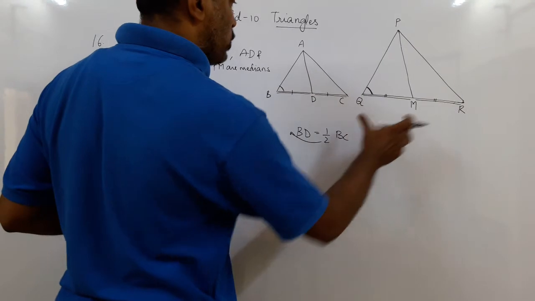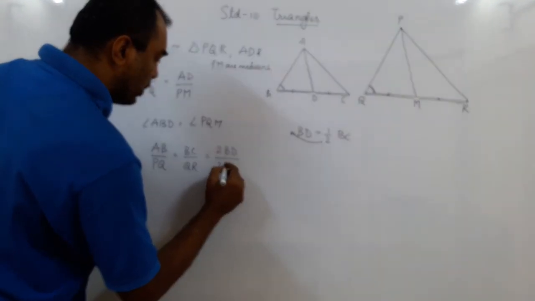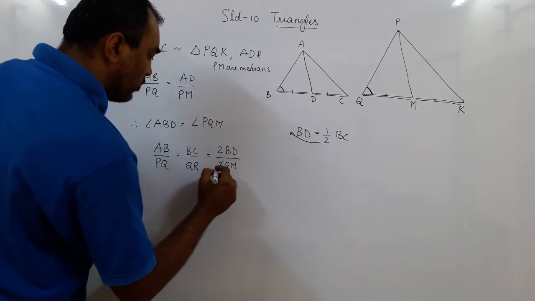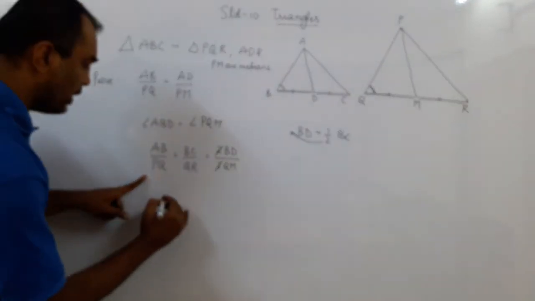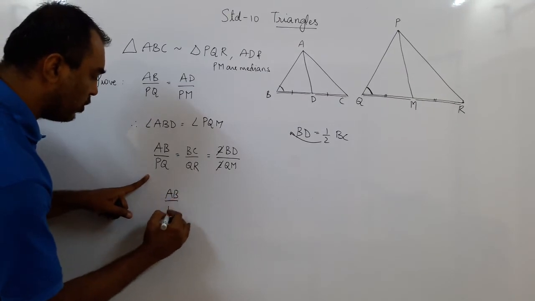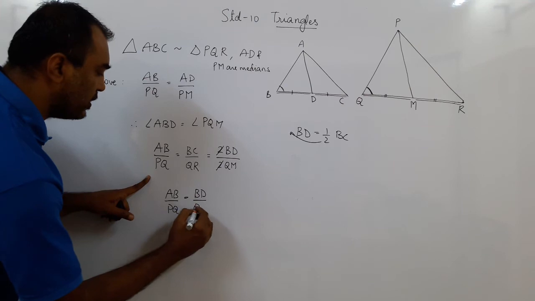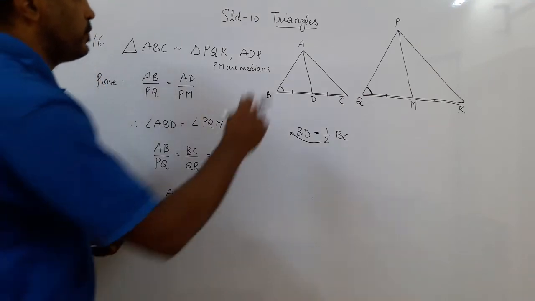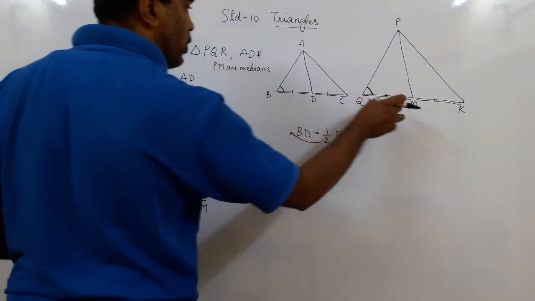Similarly, QR is 2 times QL. So if I cut the 2 and 2, what do I get? BD upon QL. So I get AB upon PQ equal to BD upon QL. Now understand this. AB upon PQ equal to BD upon QL.